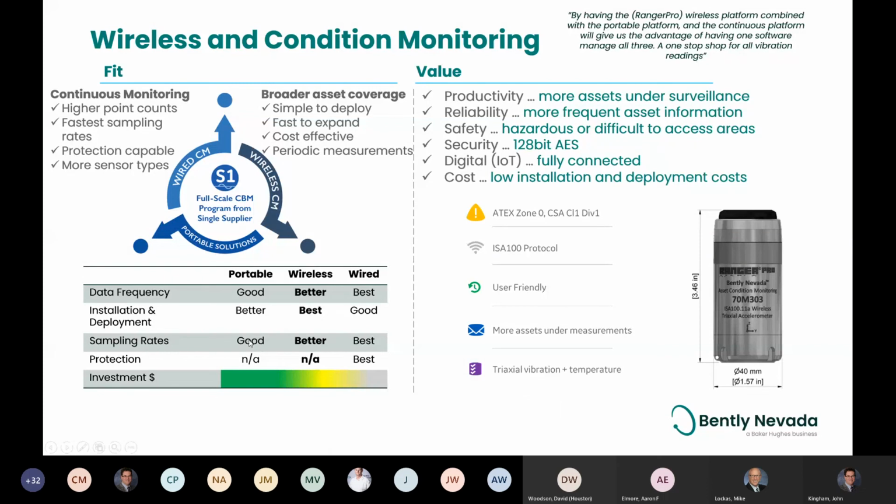Sampling rates, again, portable, you're taking that data once a month, so it's good. Wireless is better. I gave you the numbers for that. And then the wired solution is continuous, so it's best. And again, I do want to stress that Ranger Pro is not for protection. It is only taking data every so often, so you wouldn't want to shut down on it. You have to use wired continuous for that. And as far as investment goes, for the portable instrument, you're buying one instrument, you're buying one Excel with it, so it's fairly inexpensive. The wireless is significantly better than the wired cost because you don't have the electrical installations.